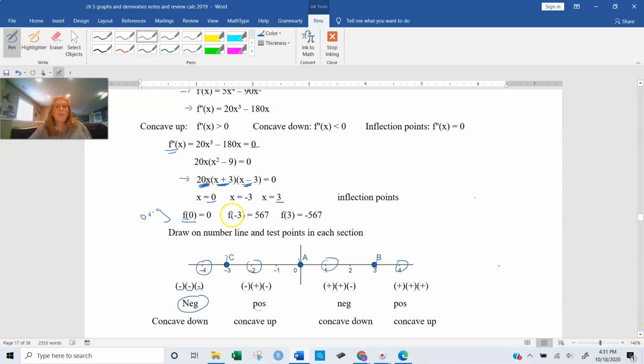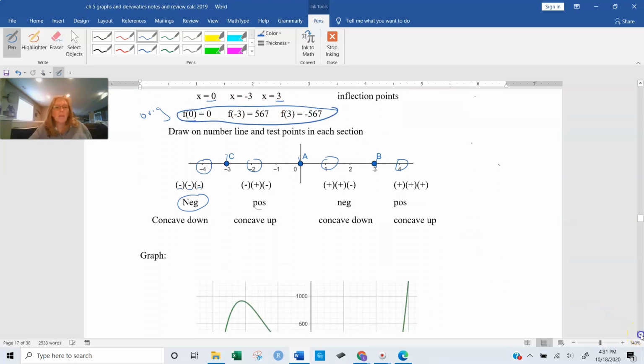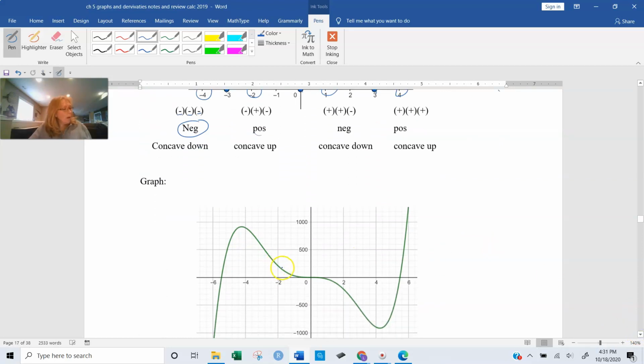All right, we've got our 3 points from right here. So we're going to graph these and figure out what this graph looks like. So now we're going to graph 0, 0. That's my first one. We have negative 3, 567, which is right here. Then we have positive 3, negative 567, which is right here. Those are my inflection points.